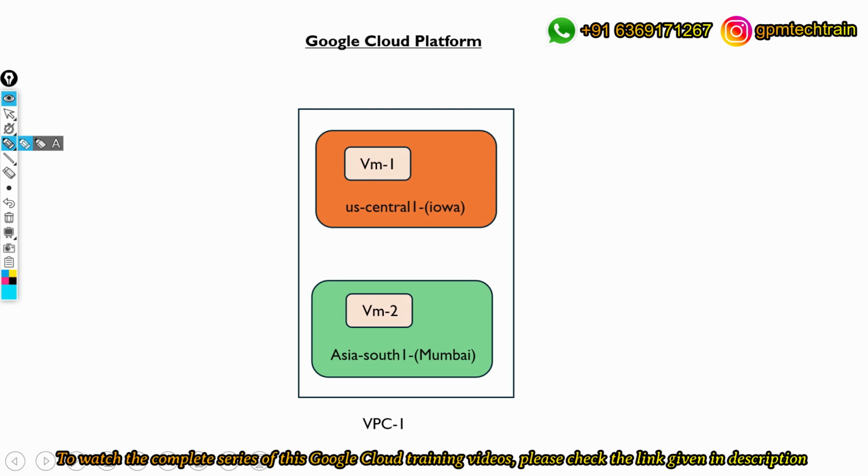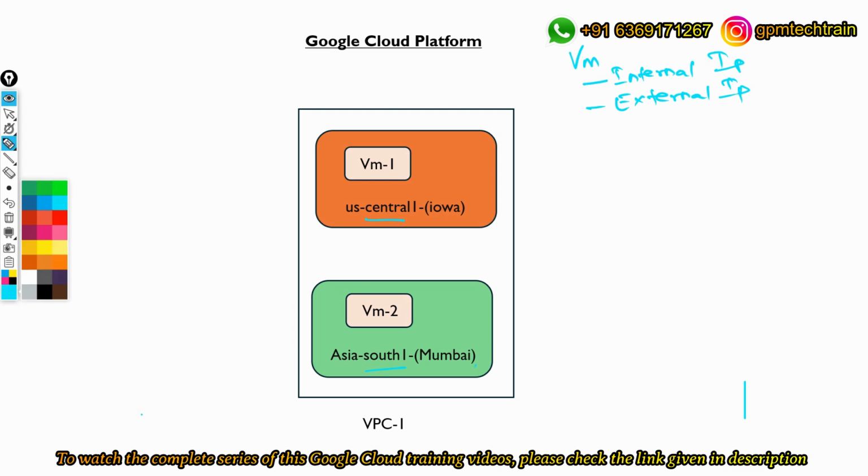We have one VPC where I have two different VMs in two different regions. VM1 is deployed in US Central 1, and VM2 is deployed in Asia South 1, which is Mumbai. But they are part of the same VPC. As you know, whenever we create a VM instance, two IP addresses are created: one internal and one external. The internal IP is the private IP address, whereas the external IP is the public IP address.